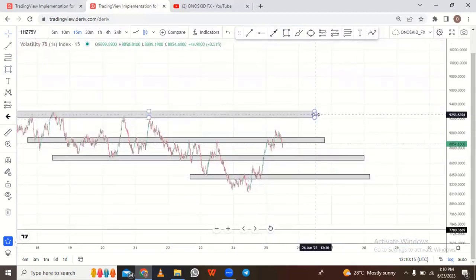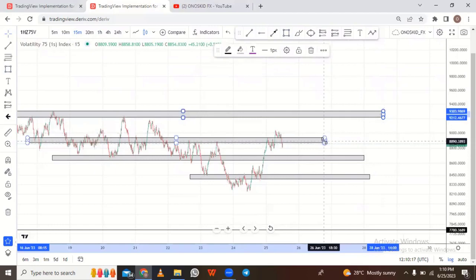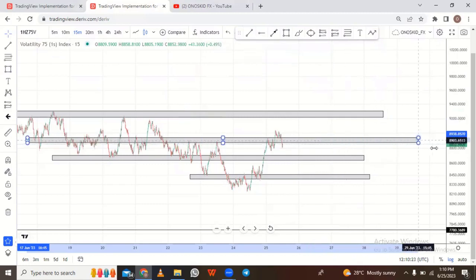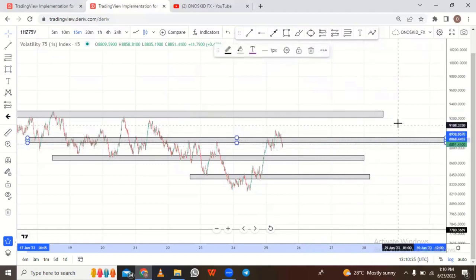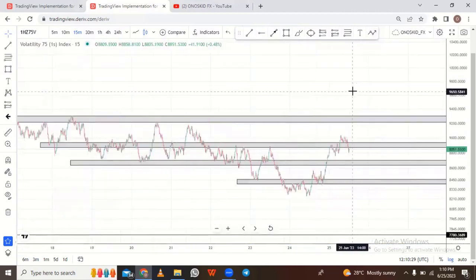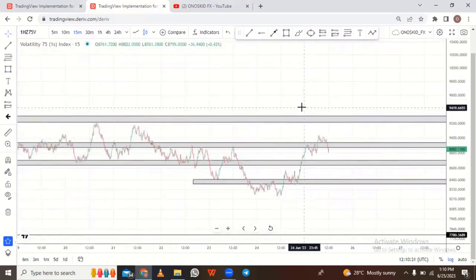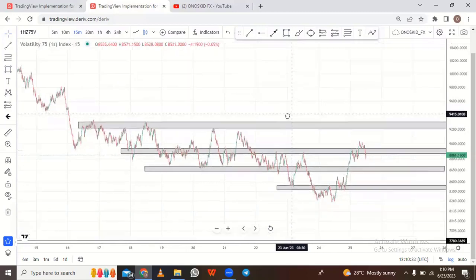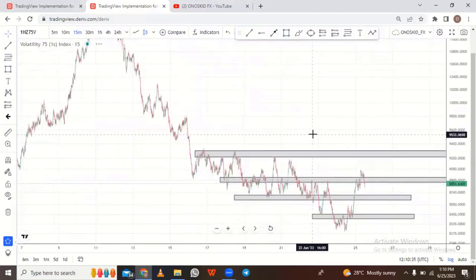Yes, I have successfully marked out my key levels, my support and resistance, or as people may call it, supply or demand levels. That is what I am looking out for. So right now, where do I want to make an entry in this market?